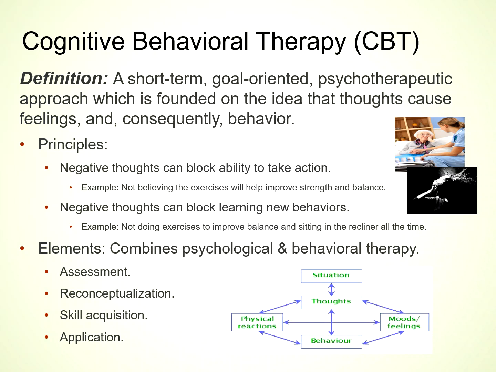And the second principle is negative thoughts can block learning new behaviors. An example of this is not doing exercises to improve balance and sitting in the recliner all the time. There are 4 elements that combine psychological and behavioral therapy: assessment, reconceptualization, skill acquisition, and application. Social workers are taught CBT and often use it in their care as supports coordinator.